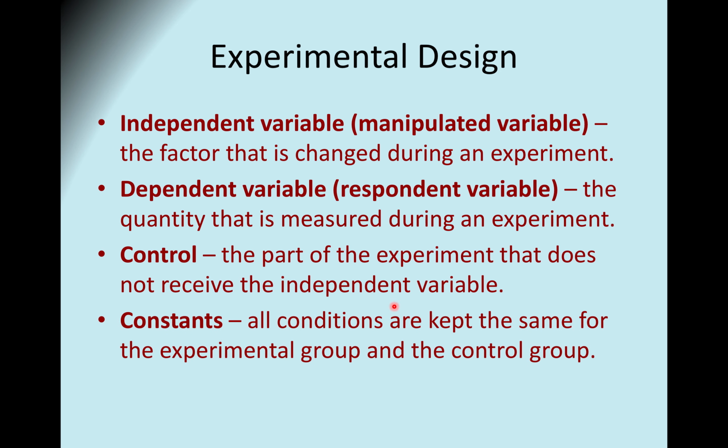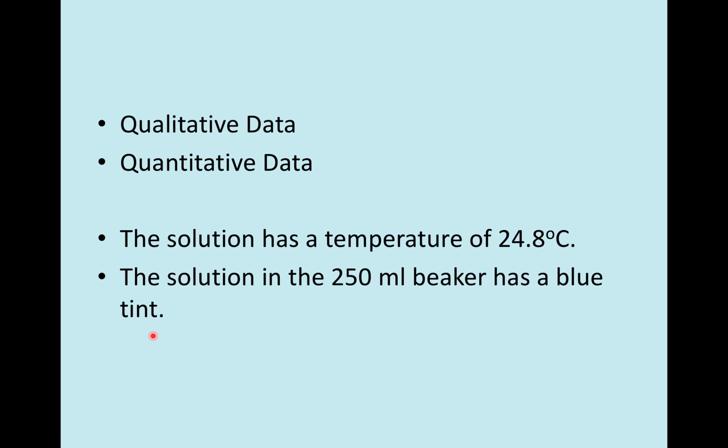And then for a constant, all conditions are kept the same during the experimental group. The best constants are probably temperature, pressure, a couple of other things, volume of substance added, the equipment, the people running it. We want to keep everything as constant as possible so that we can really see a difference between the independent and dependent variable.